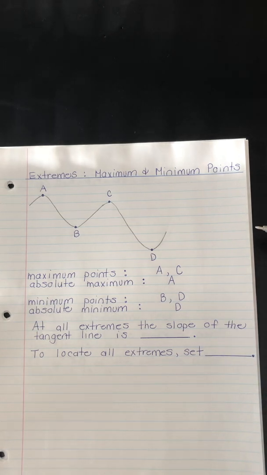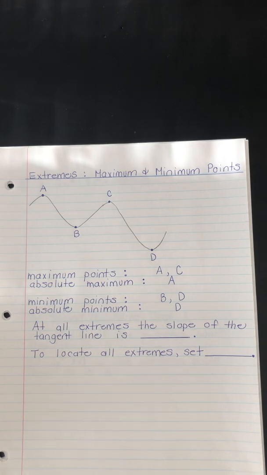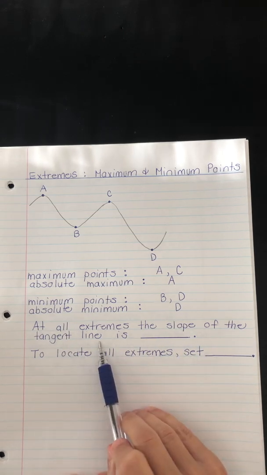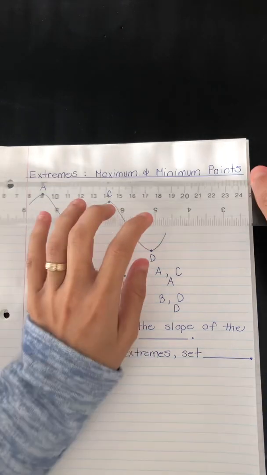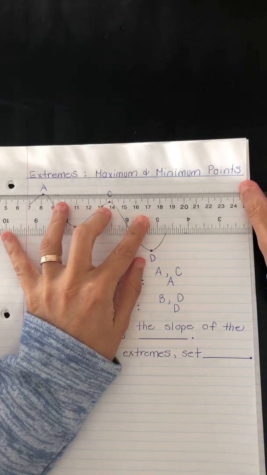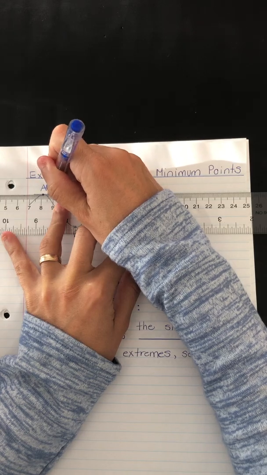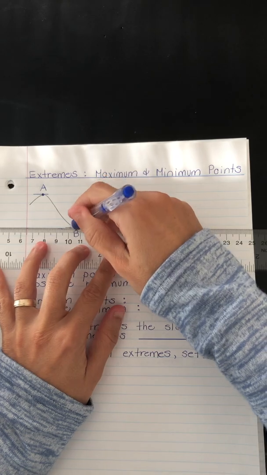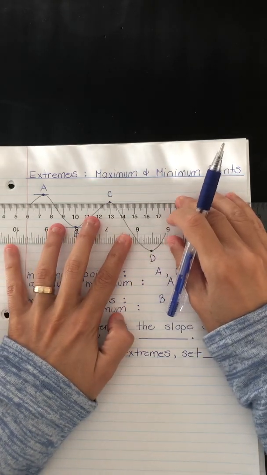Now, here is going to be our key to solution. If you look at all of those extreme points, so all of these maximum points, all of these minimum points, what can be said about the slope of the tangent line at each point? So if we were to draw a line tangent at each point, okay, so I'll just do a little quick sketch here of that.